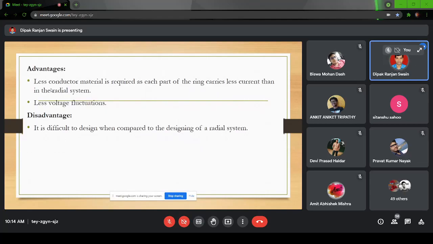In the radial system, you don't need to have planning. As the demand increases in one direction, we go on adding the feeders in that particular direction. So we don't need to have planning. But here we need to know which parts need to be touched in a particular ring structure. Then only those feeders will be taken from that point.